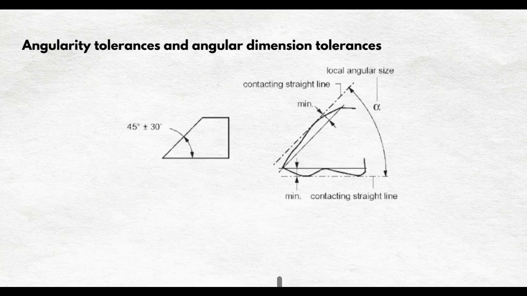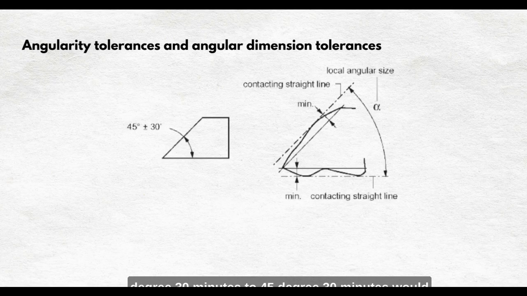Angular dimension tolerances establish a range of angles. For instance, a tolerance of 44 degrees 30 minutes to 45 degrees 30 minutes would define the acceptable variation in the general direction of actual lines or line elements of surfaces, such as contacting lines in section planes.